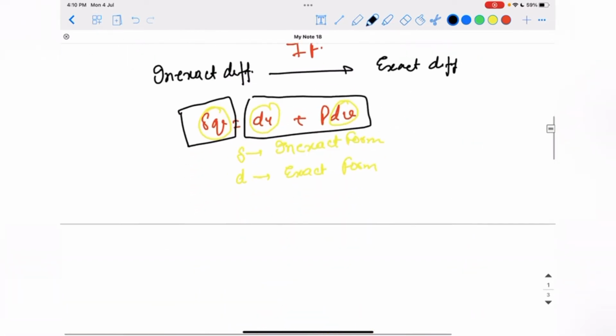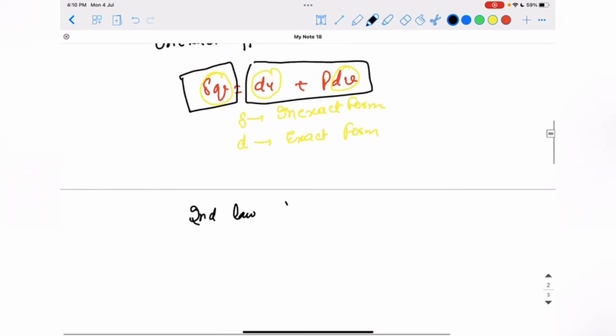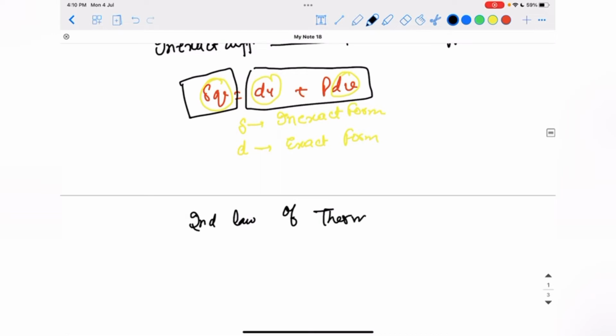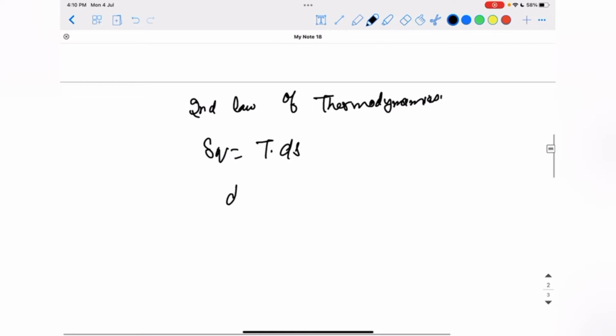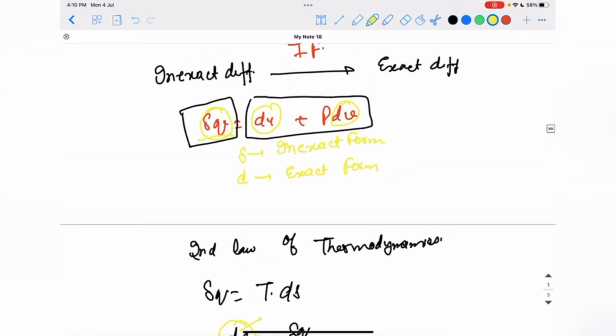Now from the second law of thermodynamics, we know that for a reversible process, delta Q can be written as T into dS, or I can rewrite this equation as dS is equal to delta Q by T. Now this S is preceded by d, so it is in exact form. So if I divide this equation by T, I can convert this equation, which is in inexact differential form, to exact differential form. So this is the first approach.